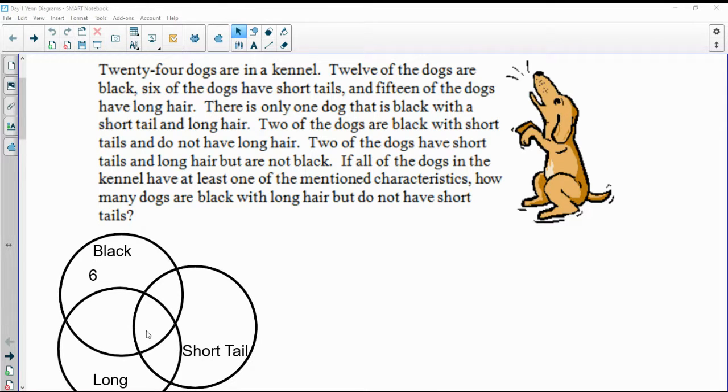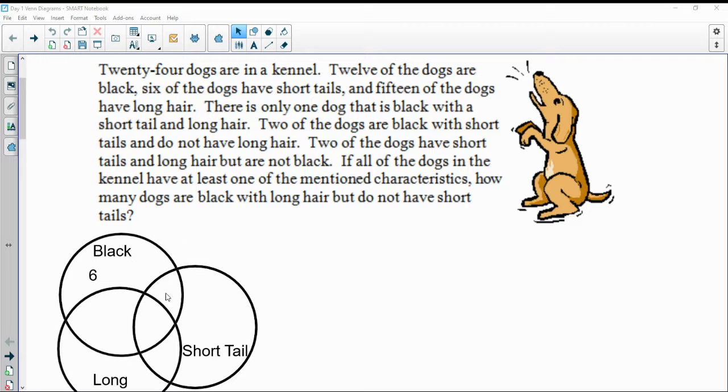Now, where the circles overlap, that's going to overlap the properties. In other words, inside this little part is going to be black dogs with long tails. This little piece in the middle where all 3 circles are enclosed, these are going to be the dogs that have black fur, long hair, and short tails. So all 3 of them would be in here. Okay, these are just black dogs and short tails. But keep in mind that these ones also have black hair and short tails. So it gets a little confusing in there. But I'm going to show you what I'm talking about, and we're going to try to fill this out.